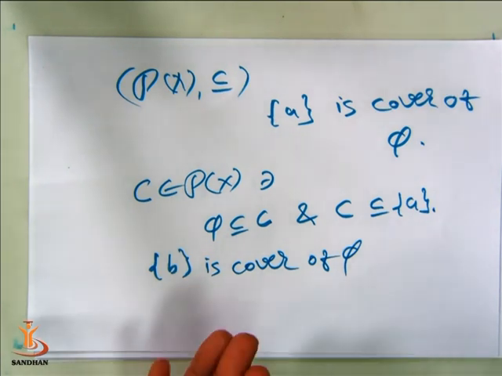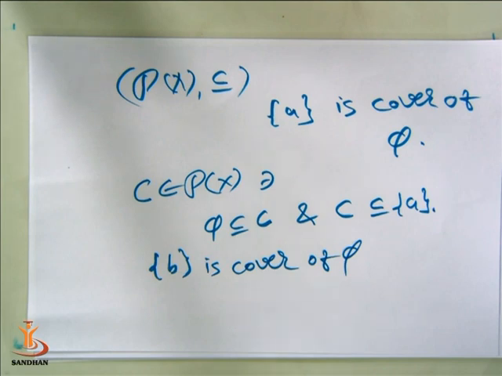There are elements singleton set A and singleton set B. So this example says that it may happen that some elements have two or more than two covers, right? And it may happen that there is no cover of an element. Now let us see the next definition.